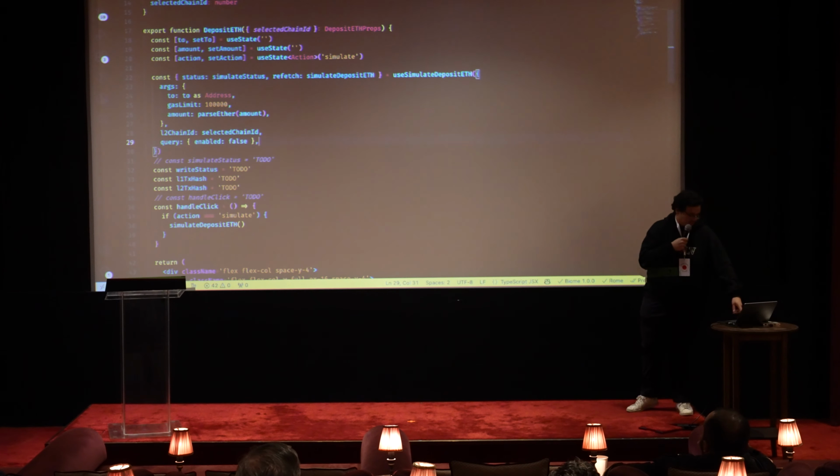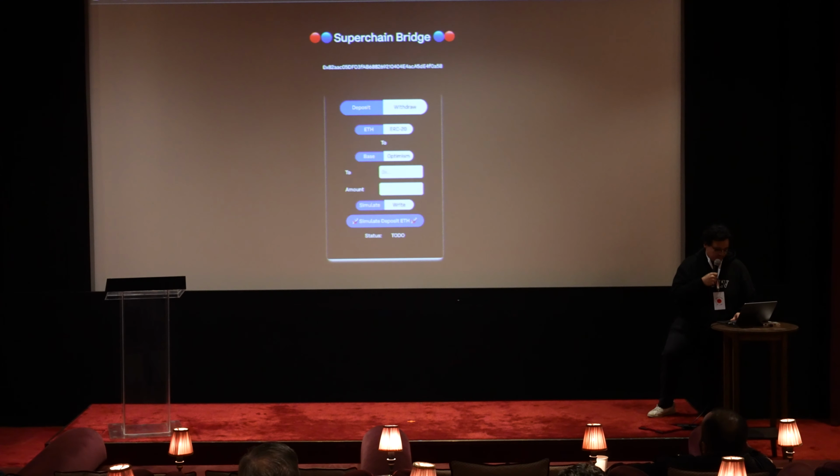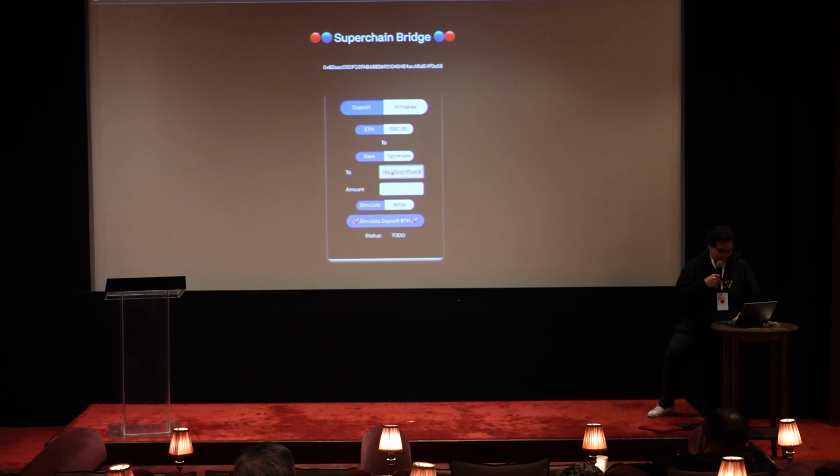You'll see the really nice thing here is that as a developer, I don't have to think about addresses or ABIs or what function I'm calling. I know I want to simulate an ETH deposit. I know the chain ID that I want to simulate the deposit to, and that's pretty much all I need to know. So we can go here. I'll put my address. Oh, and I'm on the wrong chain, I think.